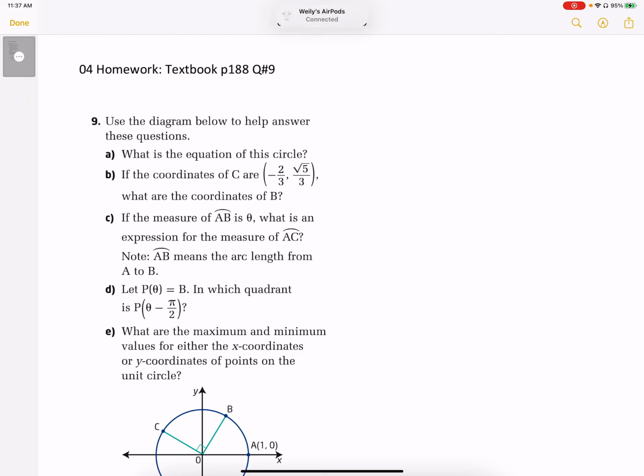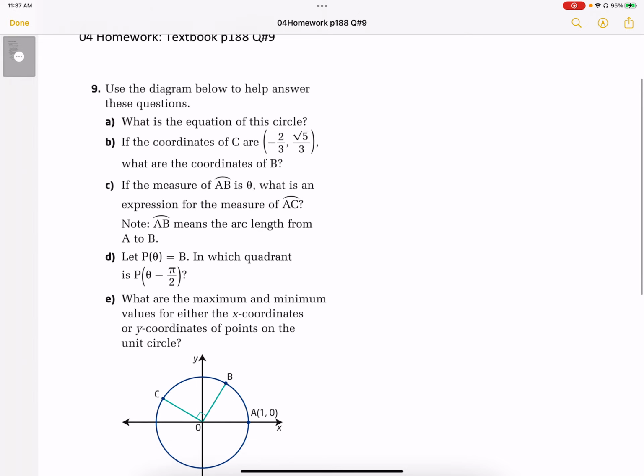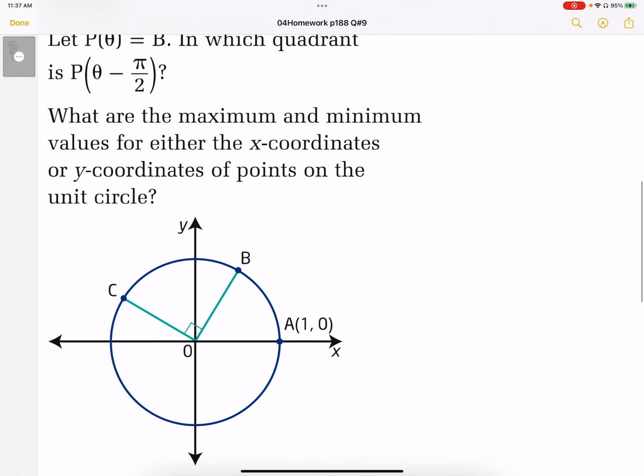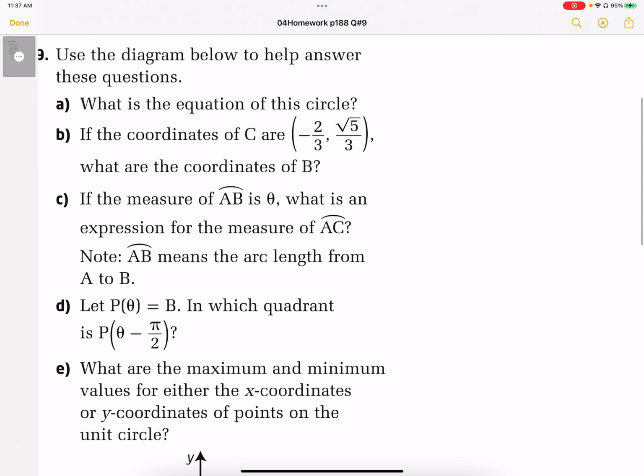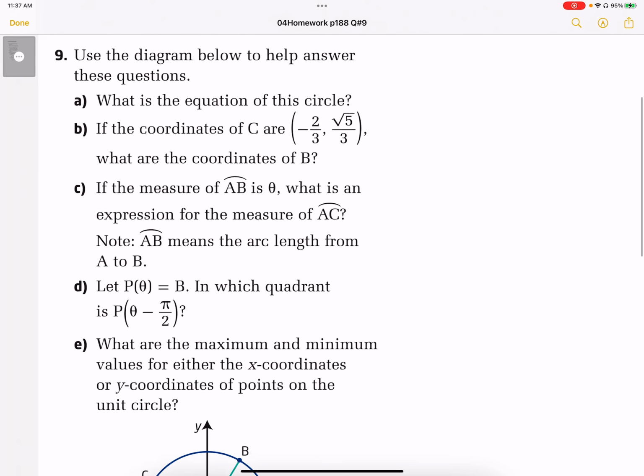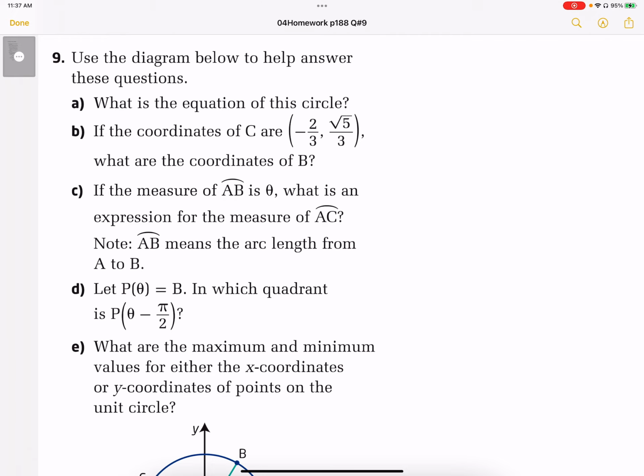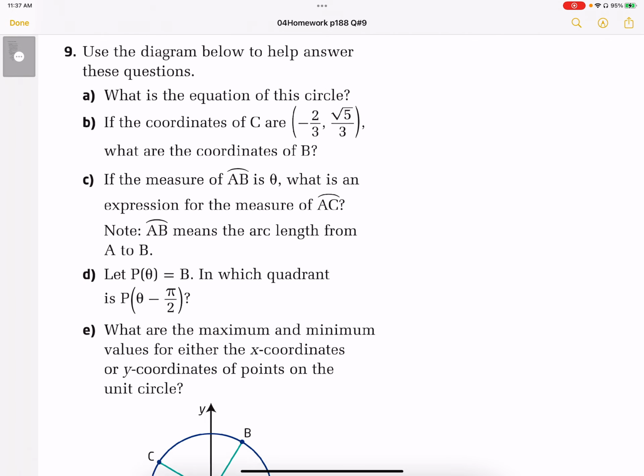Page 188, question number 9. Use the diagram below to help answer these questions. So this is a diagram here. Now notice that it is a unit circle because the coordinate of A is 1 to the right, so that's the radius. So it's a unit circle. And we're going to answer these questions based on that unit circle.